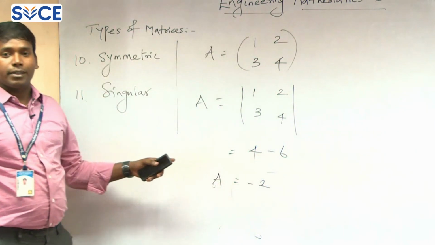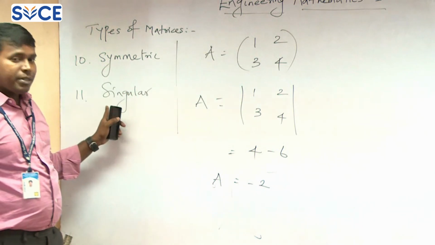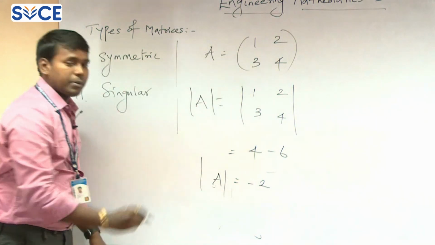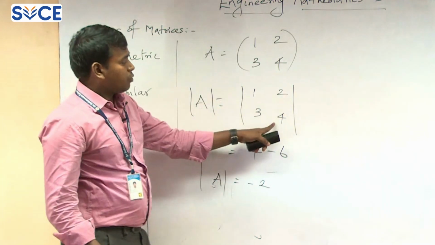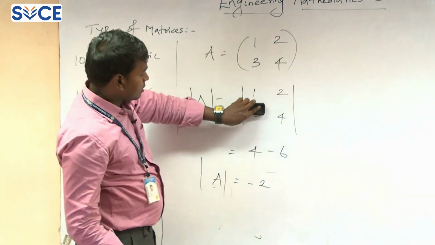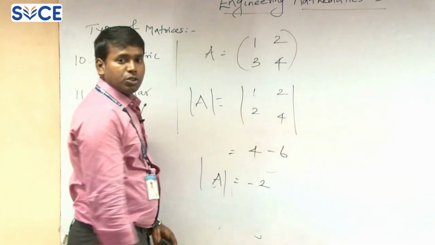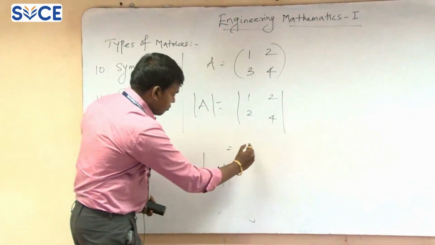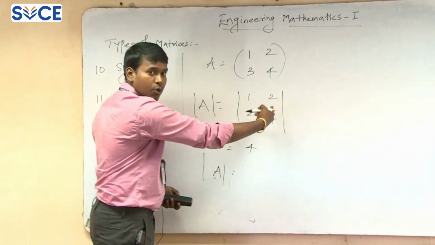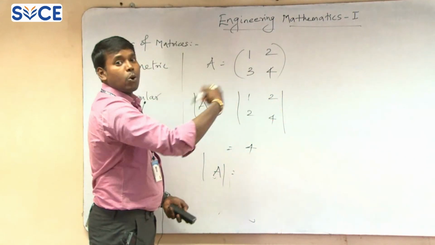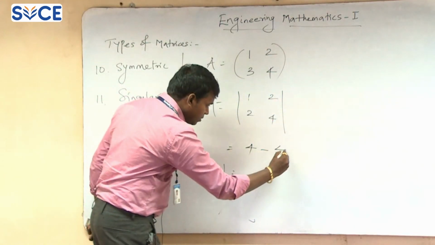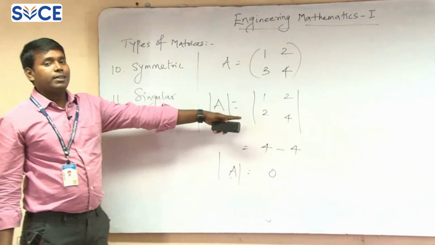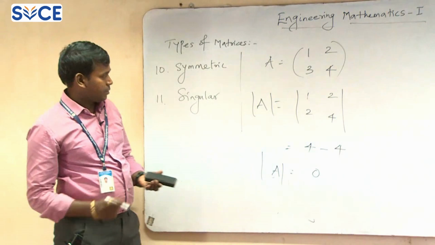So this is not a singular matrix, because singular means your determinant value must be 0. So here also determinant A. So now 1, 4, 2, 3. Here I am just replacing 3 by 2. Now 1 4s are 4, 2 2s are 4, plus into plus, plus, so opposite sign minus. So 4 minus 4, 0. So the determinant value is 0. So this matrix is said to be singular.